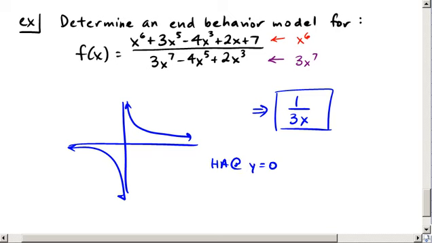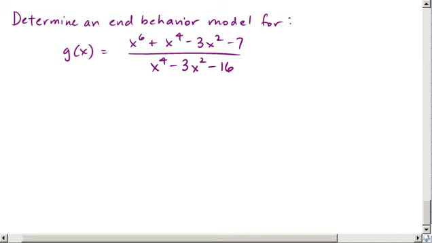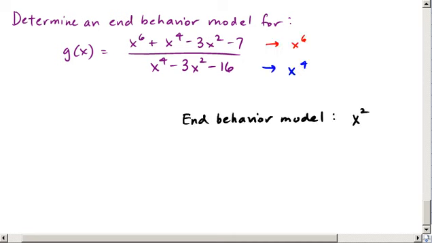Alright, one more example and then we're going to wrap this up. So here's another rational function. We're going to do the same kind of thing. So looking at the numerator of this function, the numerator tends to x to the 6th, the denominator tends to x to the 4th. If we divide those two, we get x squared. So what I'm saying is that this function looks no different from x squared for very, very large values of x. That might be a bit of a surprise to you.